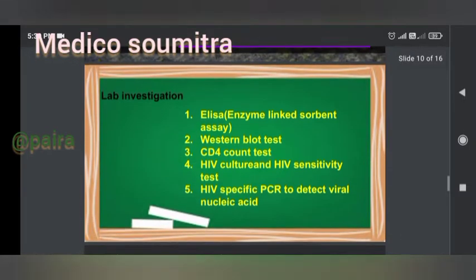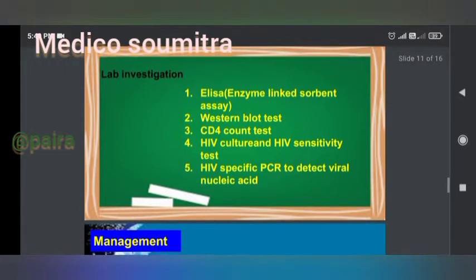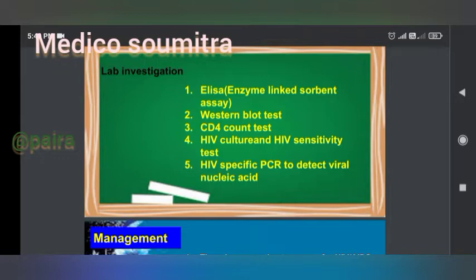Next we'll see the lab investigations. What are the lab investigations? First, the ELISA, enzyme linked immunosorbent assay, and the western blot test. Next, the CD4 count test, HIV culture and HIV sensitivity test. By culturing the HIV, we can get to know more, and HIV specific polymerase chain reaction to detect viral nucleic acid.